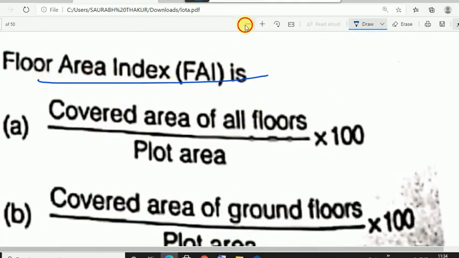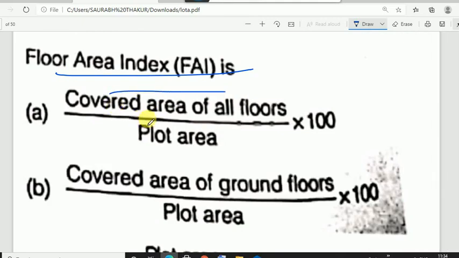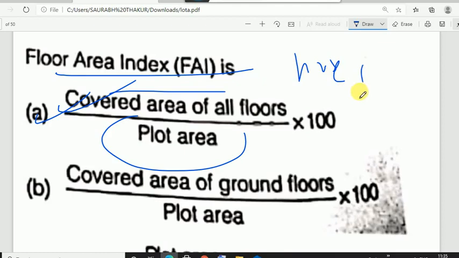Floor area index. Floor area index is the covered area of all floors divided by plot area, into 100. It is actually easy. Even if someone doesn't know about the floor area index, if he uses some mind, then definitely he can get it correct. Okay.